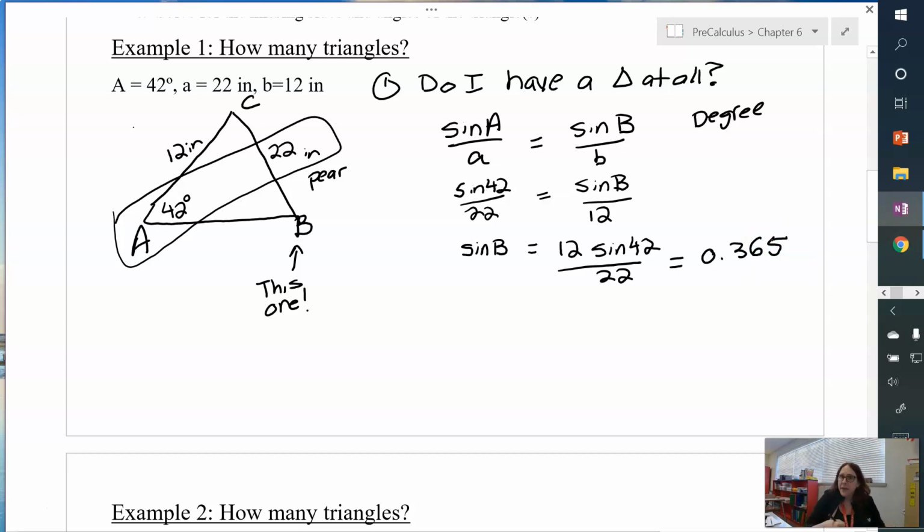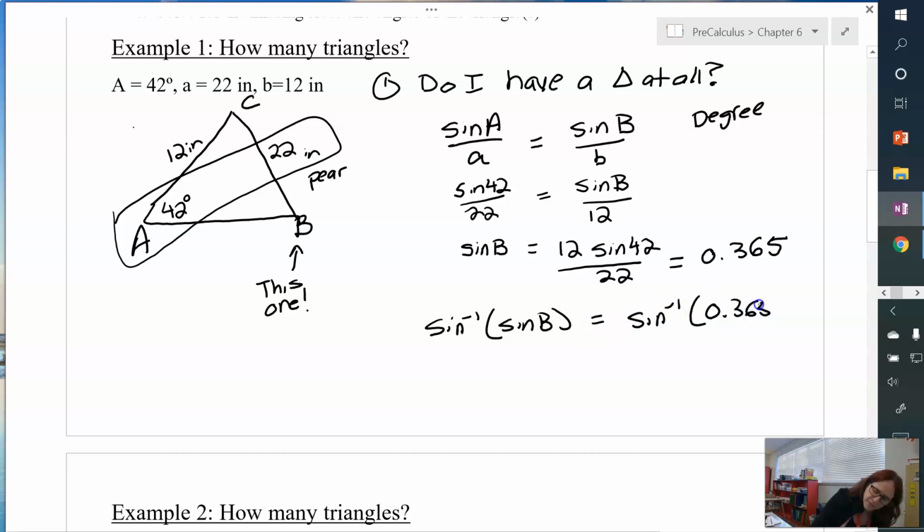So now to get b, I have to use the inverse sine. So the inverse sine of the sine of b is going to be the inverse sine of 0.365. So when I inverse sine of the sine, those cancel out and I have b. Now I'm going to do inverse sine of the answer that I got. I got 21.4 degrees. So I have an answer. That means I do have a triangle, so that's a yes.